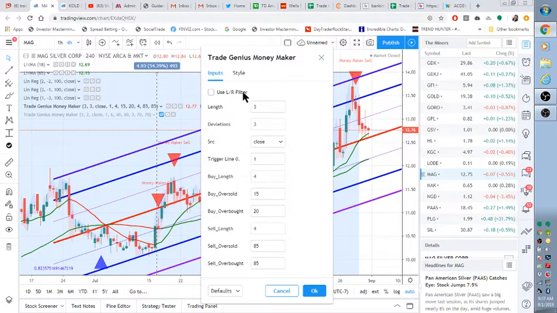I have the LR filter off. The trigger line is 1, and then I have the buy length of 4, and then I do 15, 20, and the sell length is 4, and I do 85, 85. And the reason why I'm not working off a trigger is because my look back's so small that I'm just able to catch the moves I want to catch. So let me just show you an example here.